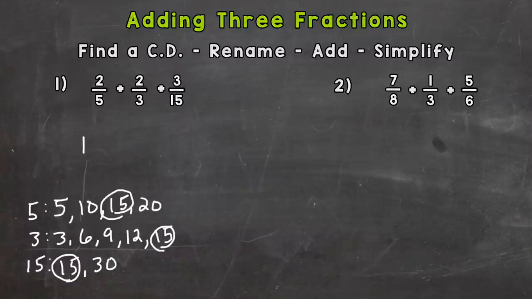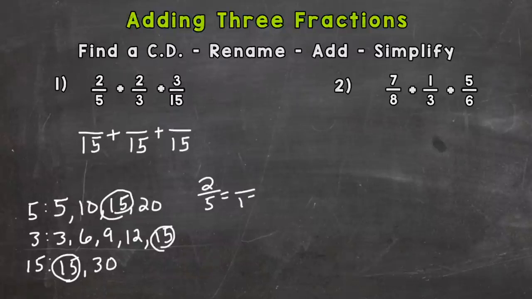So I'm going to come back up to my problem here, and I have to now rename each of those fractions with the denominator of 15. So again, I'm going to come to the bottom in order to rename with that common denominator. So I need to see 2/5 equals how many 15ths? Well, 5 times 3 is 15, so I need to do that to my numerator in order to get an equivalent fraction with a denominator of 15.